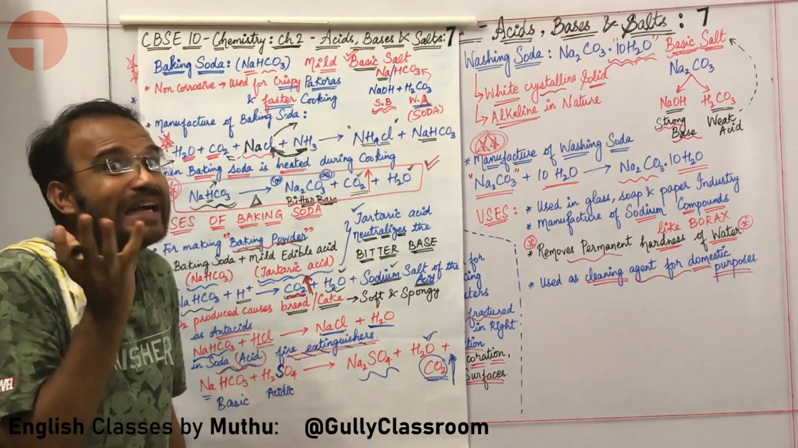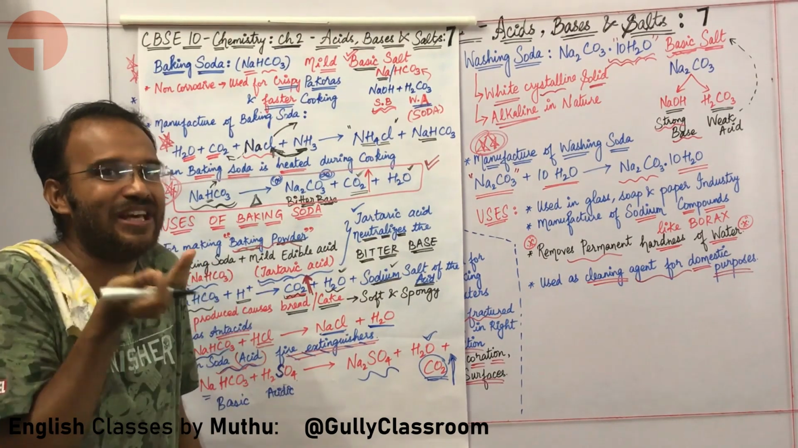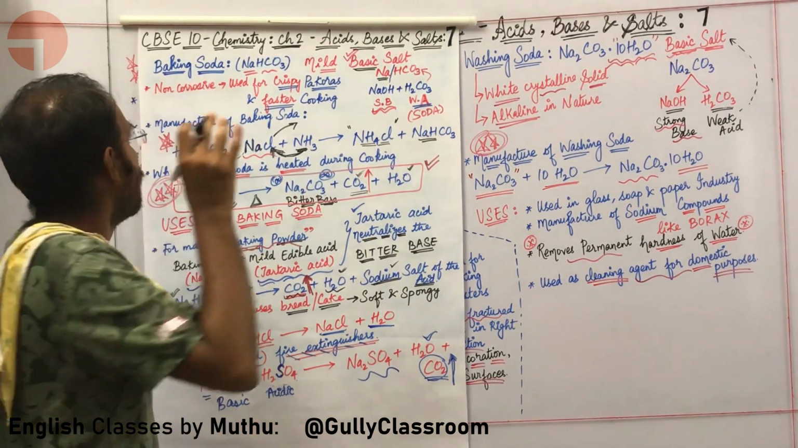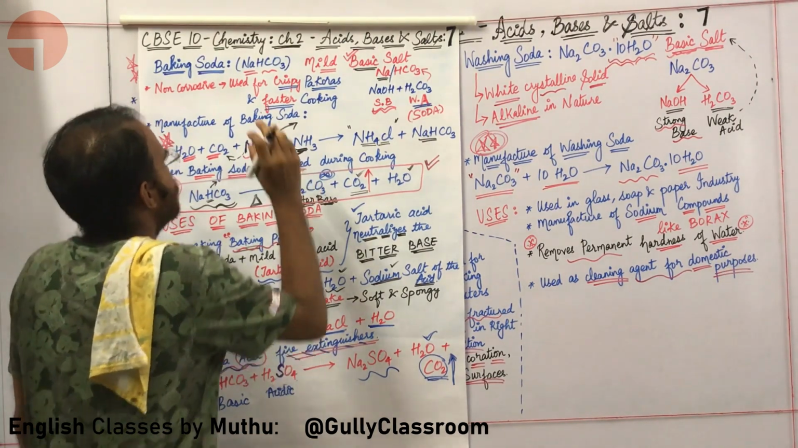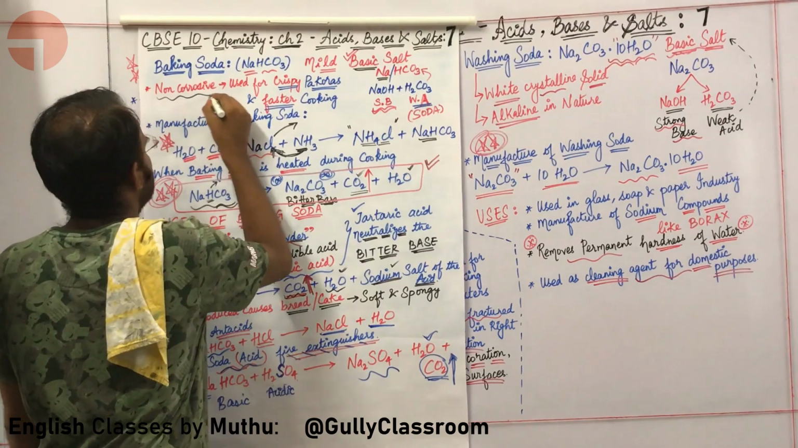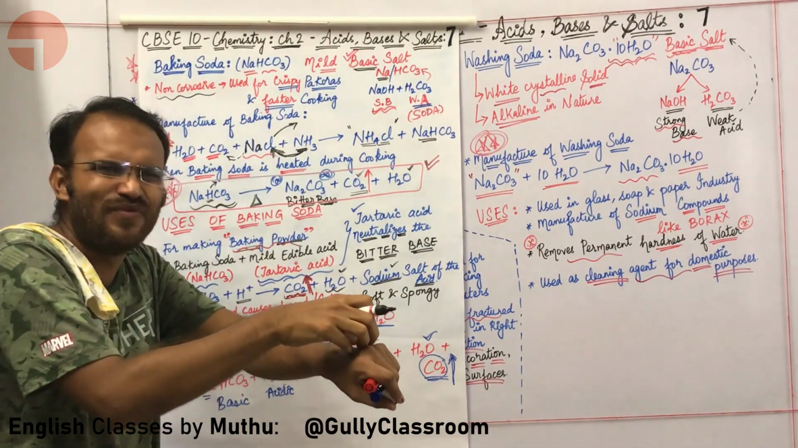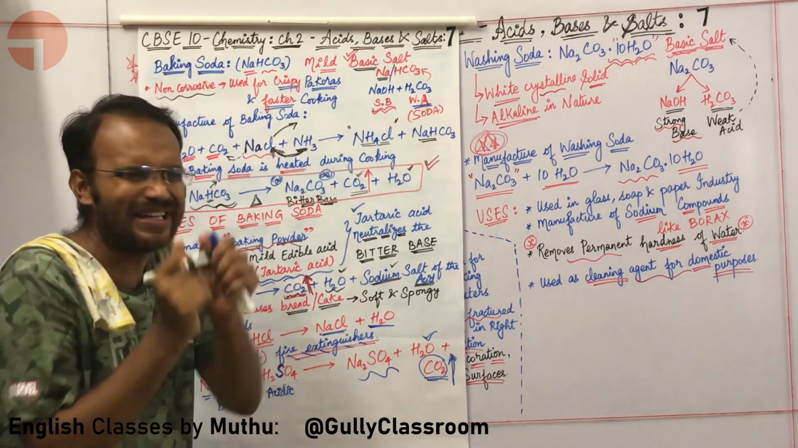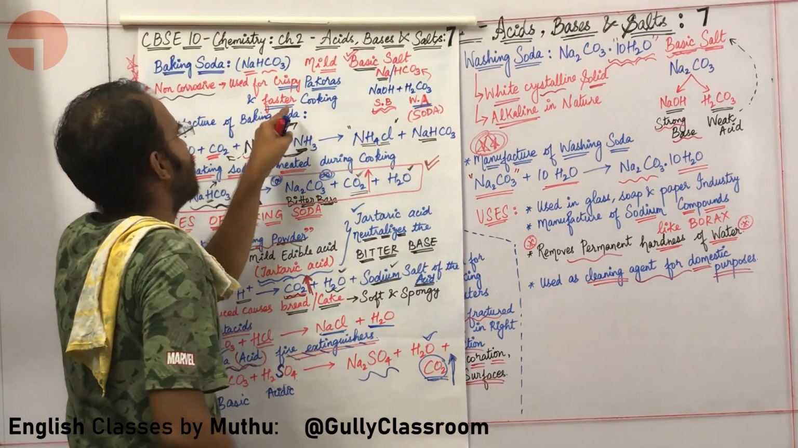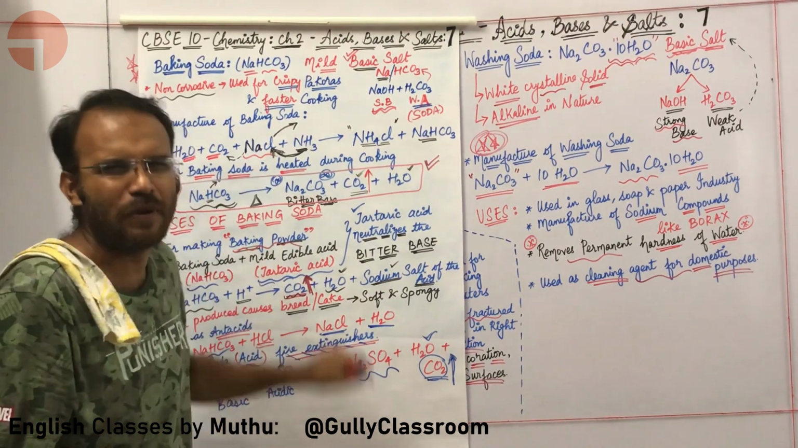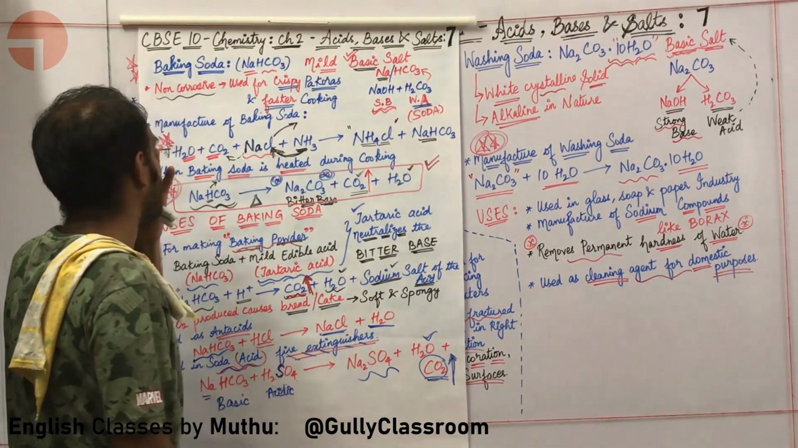Are you able to understand the underlying concept in this reaction? Yeah? Okay, sir. What is baking soda usually used for? Baking soda is a non-corrosive base. It has very little corrosive property. It is used for making crispy pakoras and for faster cooking.